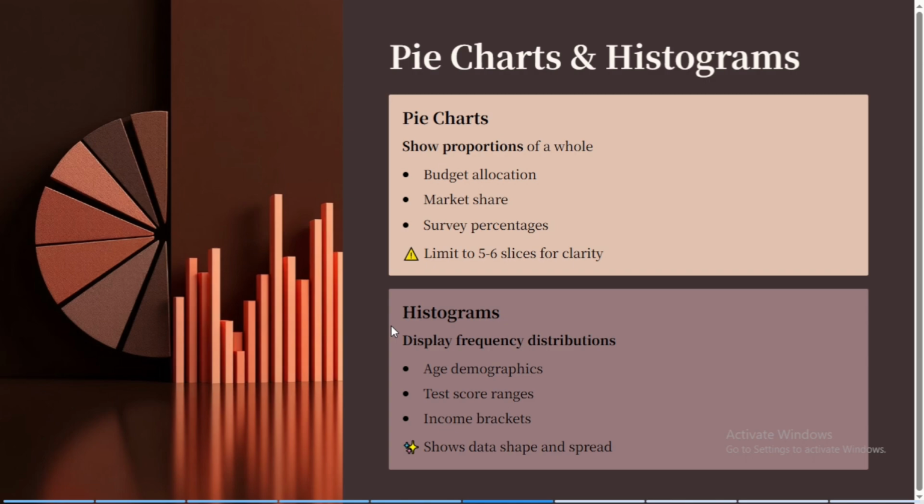Histograms. Histograms show the distribution of data. They help us understand how data is spread across ranges. Examples include age groups, test scores, income brackets. Histograms reveal the shape of data, whether it's normal, skewed, or uniform.